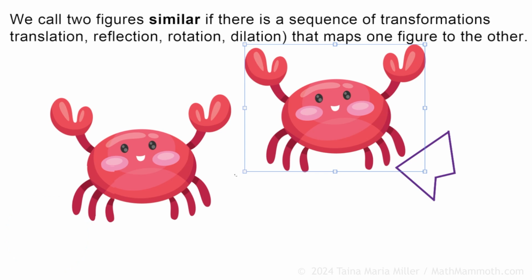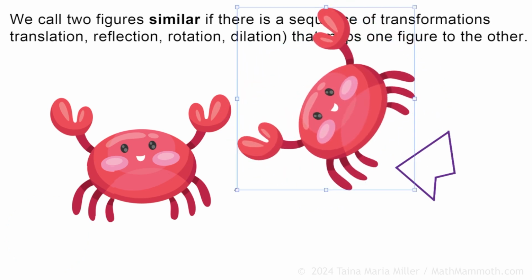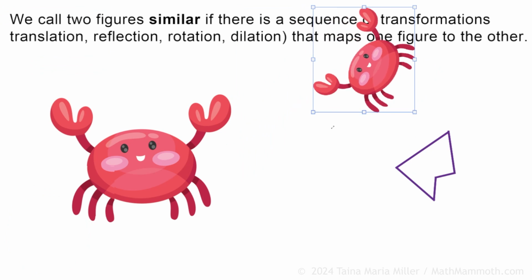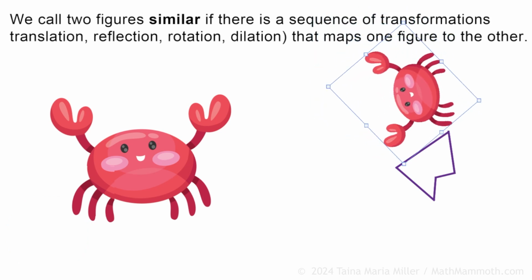But the same is also true if, say, I rotate this one and then also dilate it, shrink it proportionally. These two crabs are similar figures, and I could still flip it or reflect, move it somewhere else, do more transformations, and they are still similar figures.